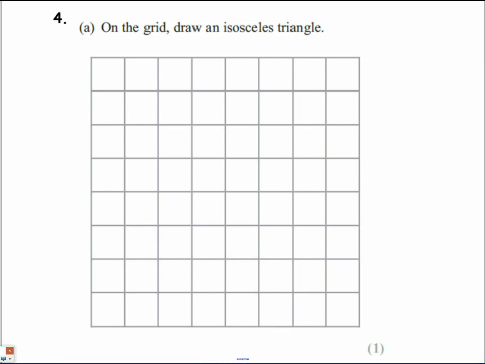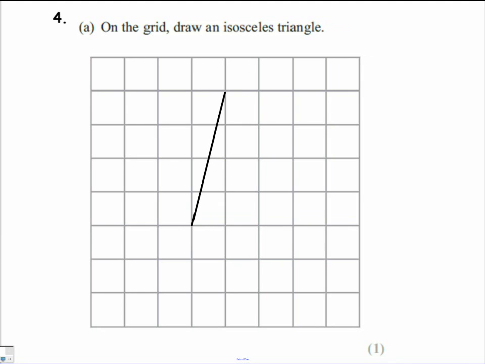Question 4a. On the grid, draw an isosceles triangle. Well, an isosceles triangle has 2 sides the same length. So whatever you draw, you need to exaggerate it so the examiner can see that 2 sides are the same length. So if we pick a start point here and draw one of our sides down to, let's say, here, and do the same over here, from that center point to there, you can see that those 2 lines are the same length. And then if we join the bottom, it's quite visible to see that that final side is a different length from the other 2.